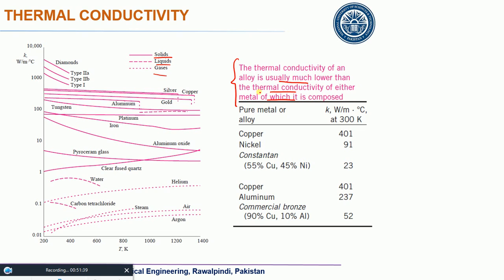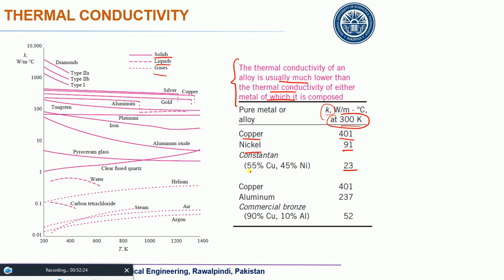Okay, so this is the reason, you can say, behind this phenomenon. For example, if you say copper and nickel, they have 401 and 91 units for K at 300 Kelvin. Now you see, temperature is also there with the property. It means K is a property of temperature. So whenever you use K, you need to look at the tables at the end of your books, at what temperature you need the value of K. Obviously we need to look at that in the problems.